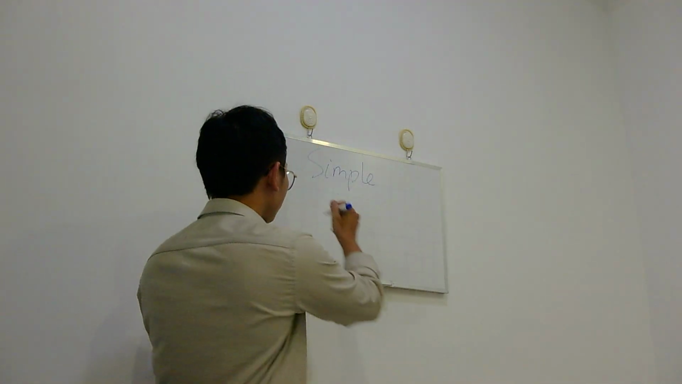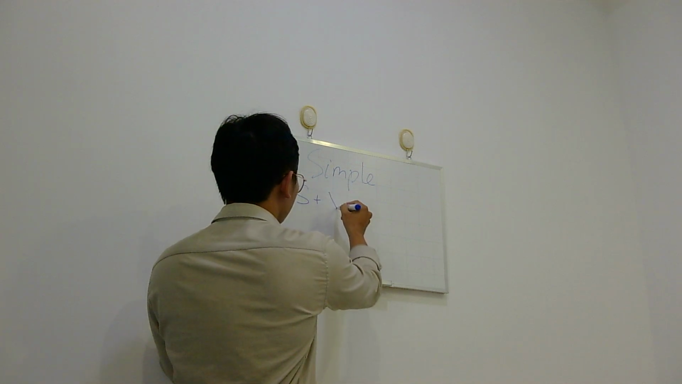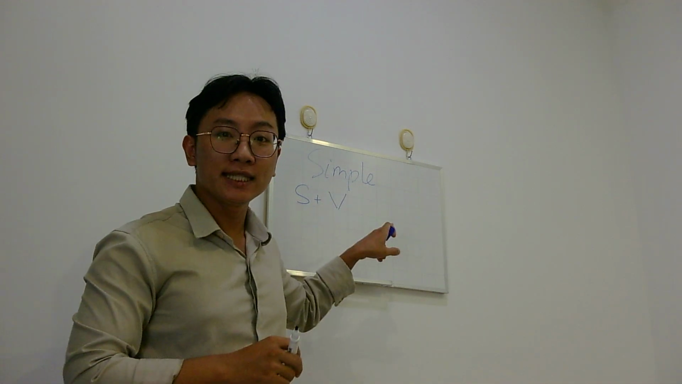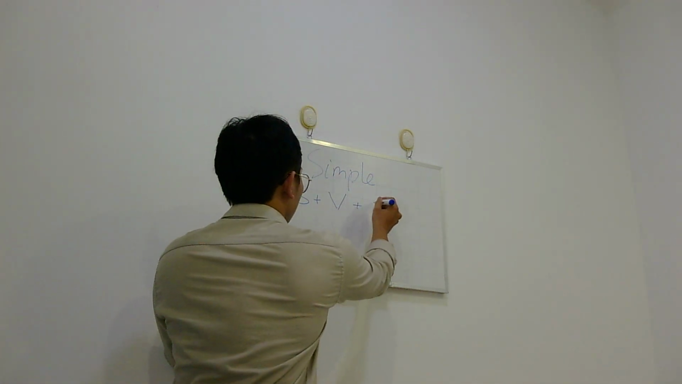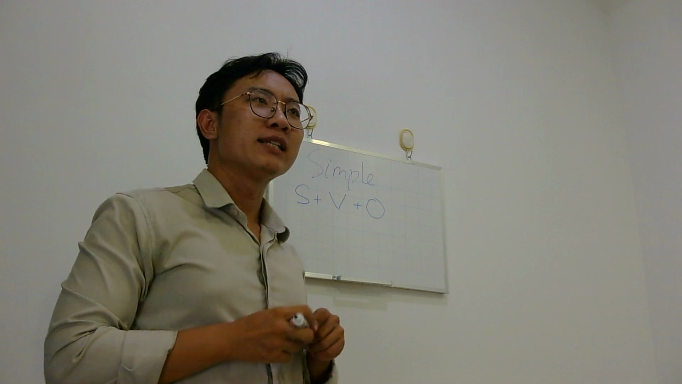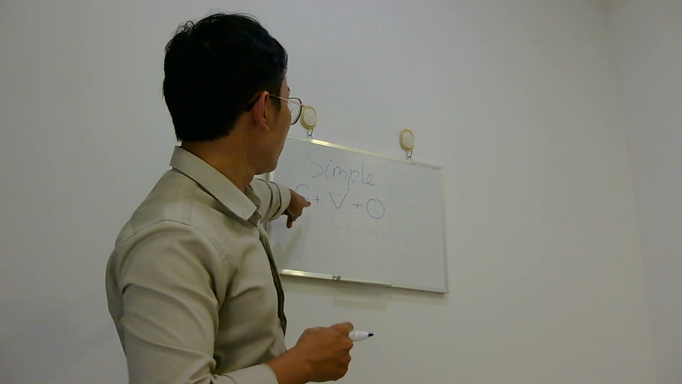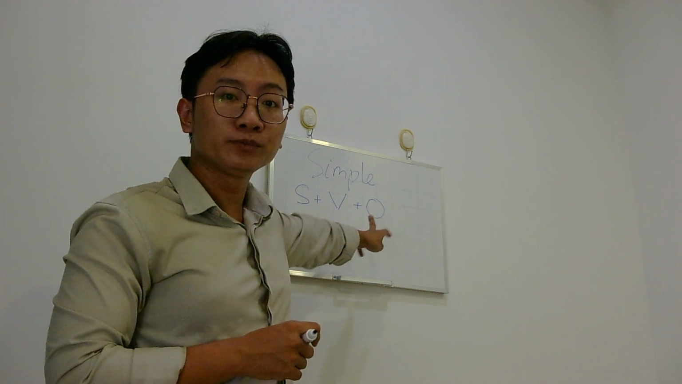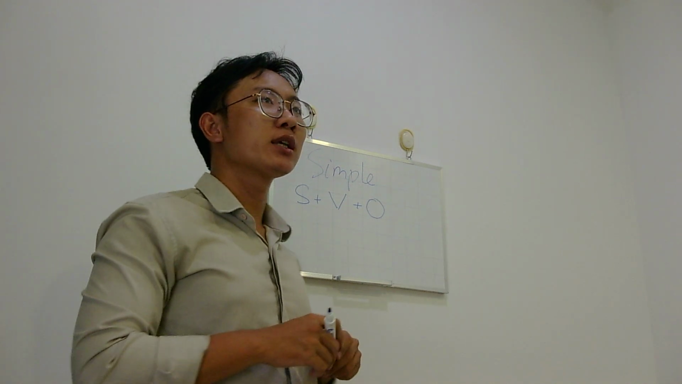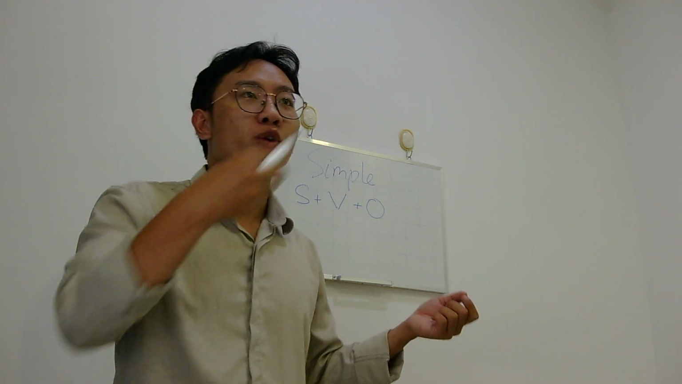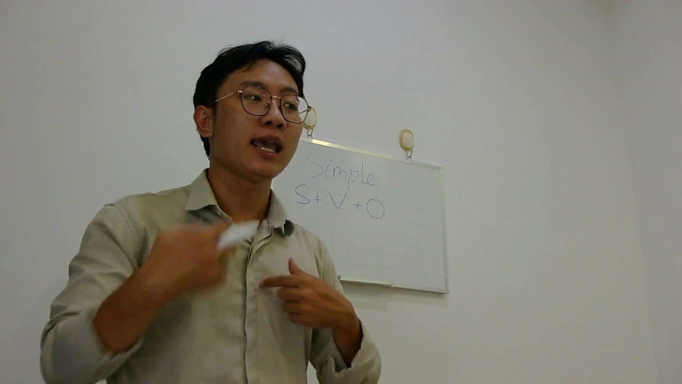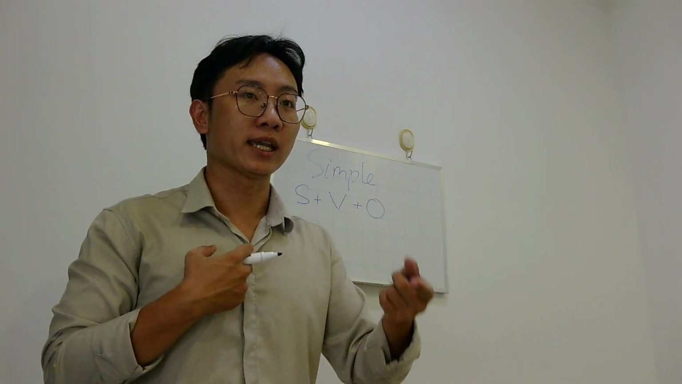So the first one: S plus V plus O. I am quite confident that you are familiar with these letters S, V, and O. So what is S? S is a subject. So what is a subject? Pronouns, like I, for example, I go to school. So I is a subject, and the type of the word I is a pronoun.